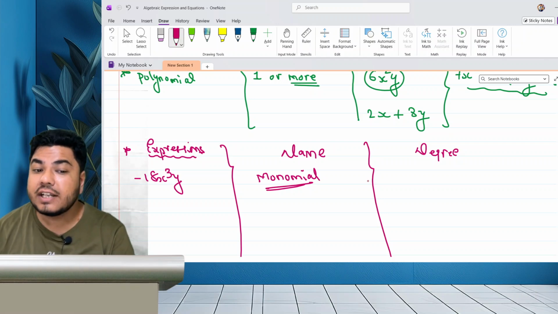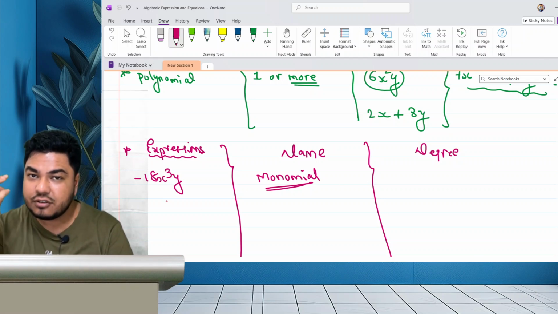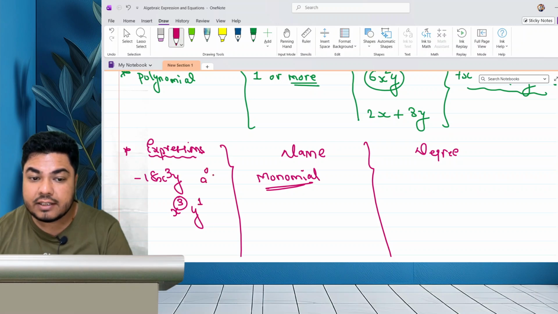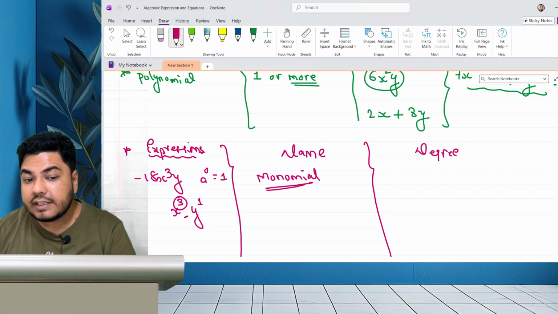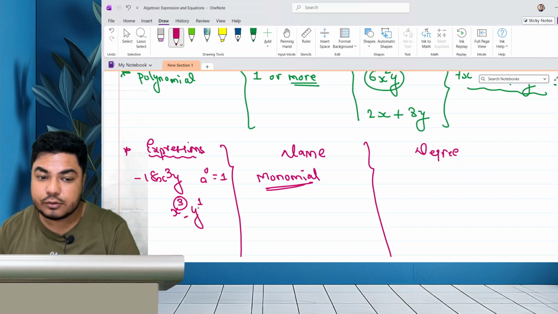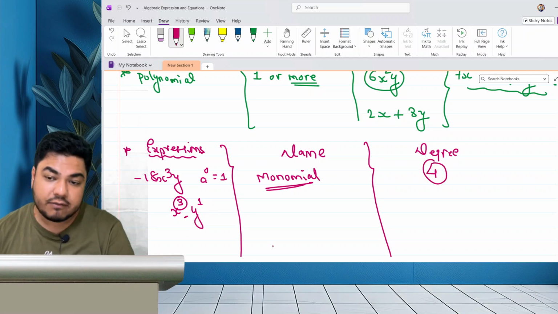But if I talk about the degree, now let us understand how we can gauge its degree. So x power is 3, right? And we are having y. So it's nothing, it means we will apply this formula: a to the power 0 means 1. Now it is in relationship with multiplication, so we are going to add the exponents. The total exponent is going to become its degree. So we will be having 4 as the degree.